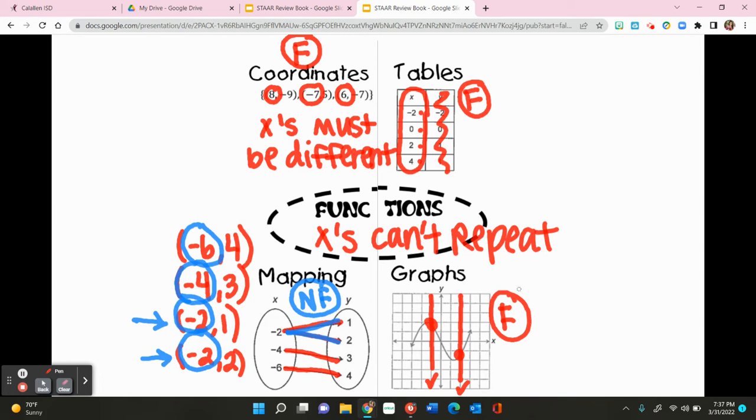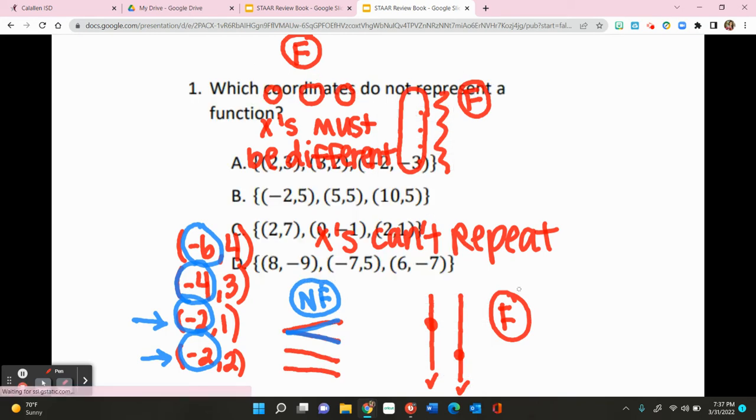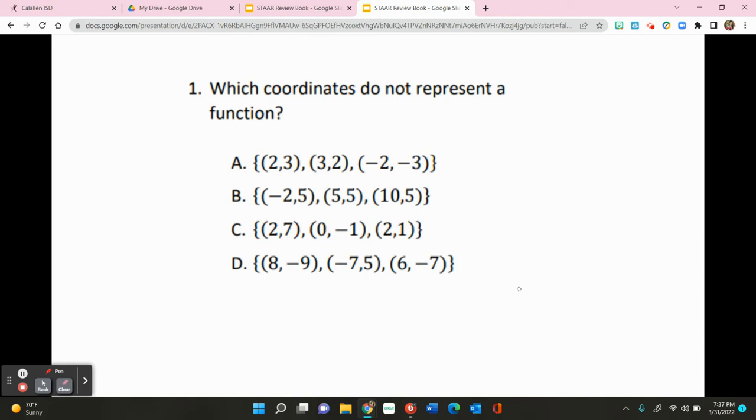With that brief review, let's look at a few examples. The first example is number 1. Number 1 wants to know which coordinates do not represent a function. In order for it to not represent a function, your x values will repeat. Looking at A, I have 2, 3, and -2. Again, I'm only concerned with my x's. I don't care about my y's. Here I see that none of my x's repeat. I do see that I have 2 and -2, but remember, those are not the same number. So all of my x's are different, so this is a function.